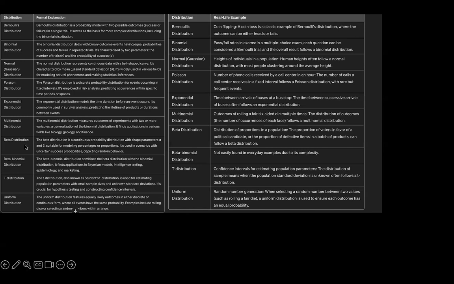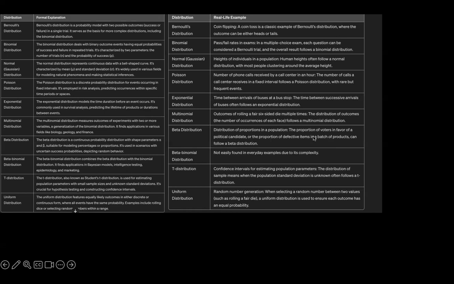Next is beta distribution. What is beta distribution? It's nothing but a continuous probability distribution. You already know discrete and continuous. Continuous distributions have shape parameters, and this one always follows two parameters: one is alpha and the other is beta. It is used for getting percentages and proportions. So you will find uncertain success probabilities depicting random behavior. Here, beta distribution of proportions in a population, such as the population of voters in favor of a political candidate, or the proportion of defective items in a batch of products.